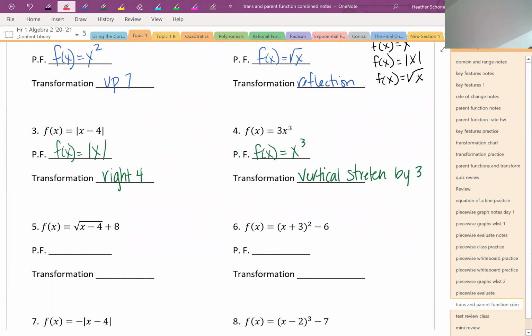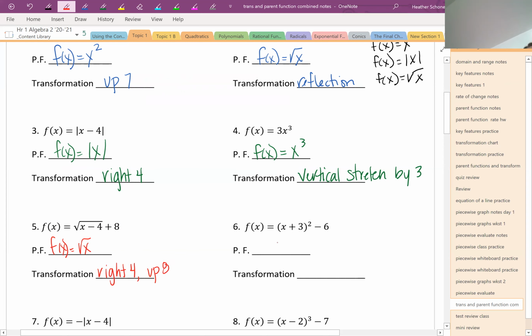All right, number 5. This has got 2 things going on, but first let's address the parent function. The parent function is going to be the radical, the square root of x. 2 things happening. Inside moves it right and left, and it's the opposite, so it's going to be right 4. The outside moves it up and down. It's exactly what you think, so it's going to be up 8.